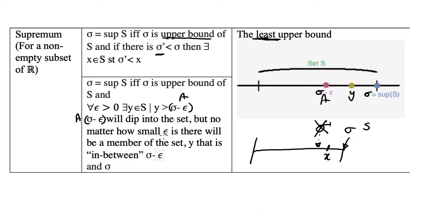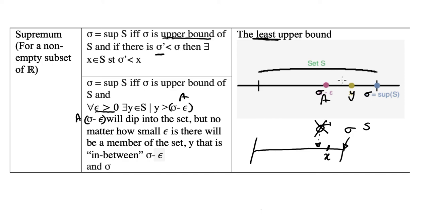But no matter how small you make that epsilon, no matter how small it dips into the set, there will be an element of the set in between these two values. That's essentially what it's saying. Diagrammatically, I found this diagram really useful. Here we have our supremum, and here we have our value A. Again, it dips into the set. The reason is that epsilon is greater than 0. Epsilon is positive, and you're taking away a positive value from the supremum, so it will dip into the set.